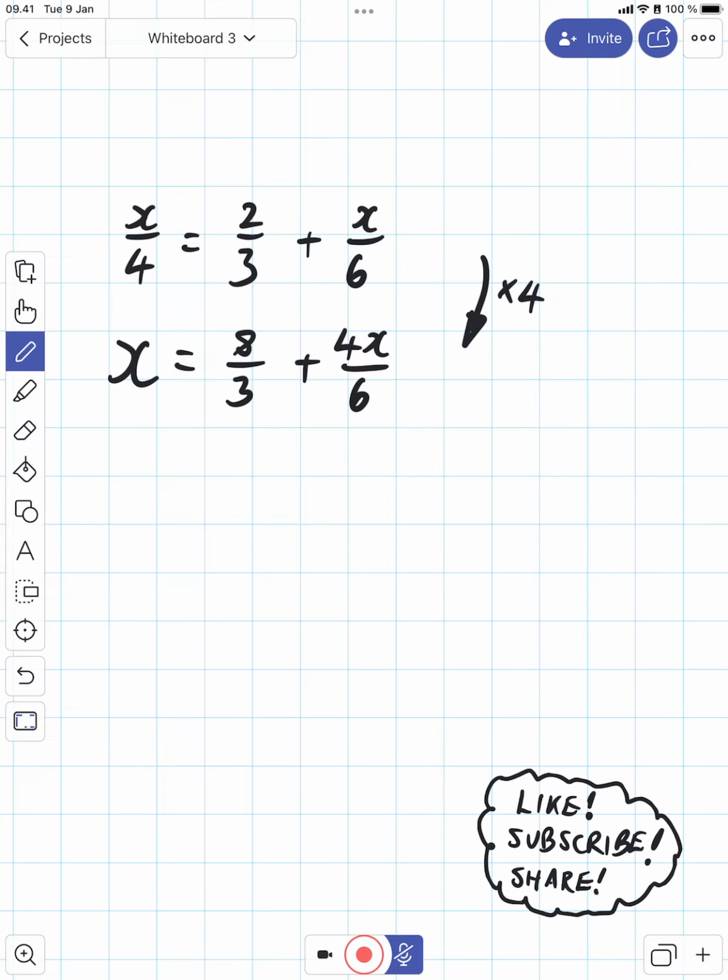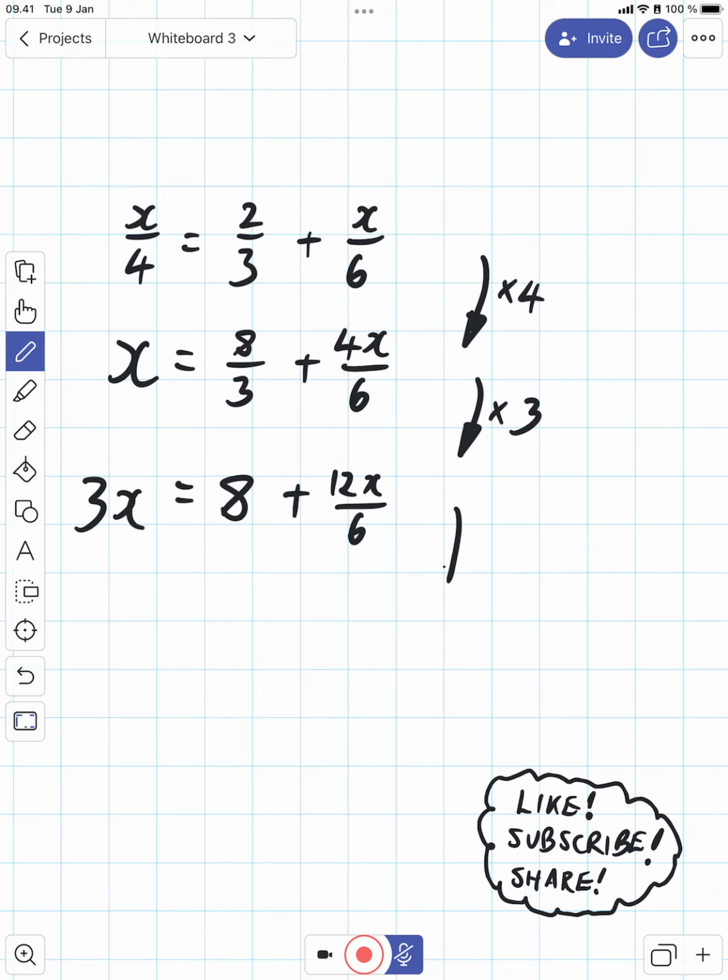Let's get rid of the dividing by 3 bit in 8 over 3. So let's multiply everything by 3, and then I'll just have 8 there instead of 8 over 3. The line in a fraction just means divide. But of course I've got to multiply everything else by 3 to maintain the balance. So instead of x, I'm going to have 3x. And instead of 4x over 6, I'm going to have 12x over 6 because I've multiplied everything by 3.